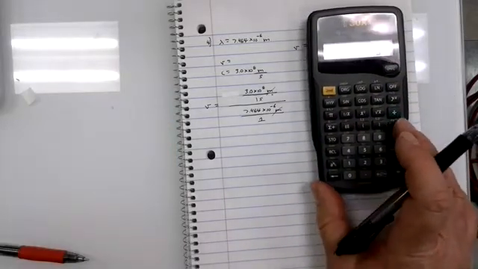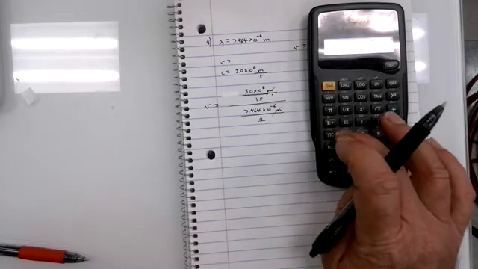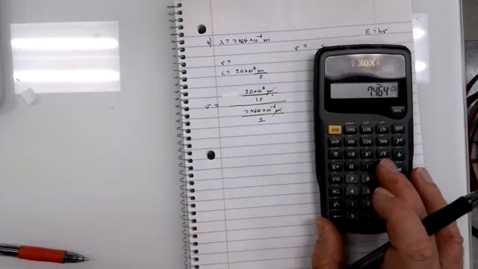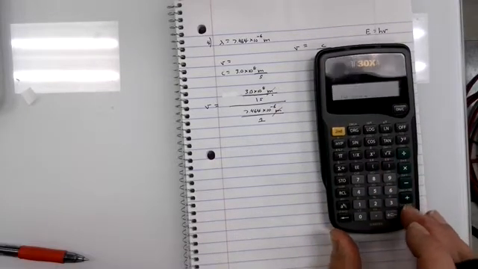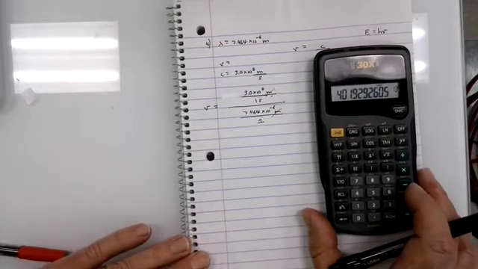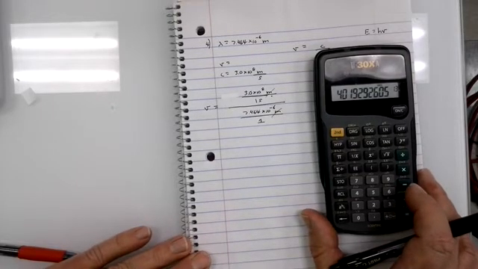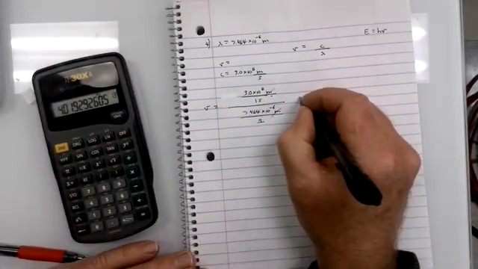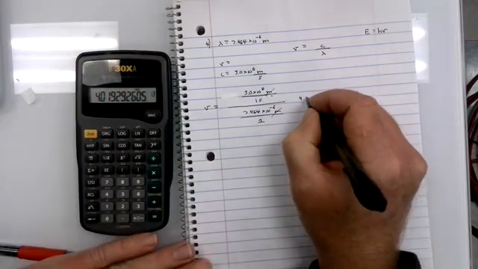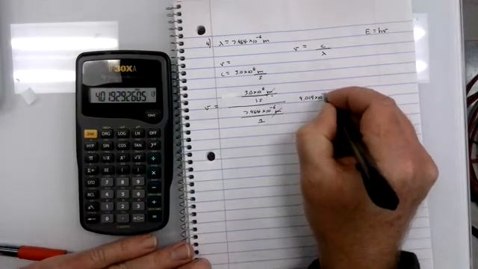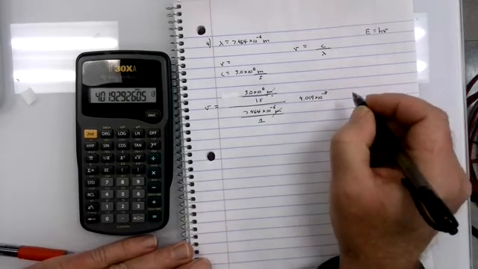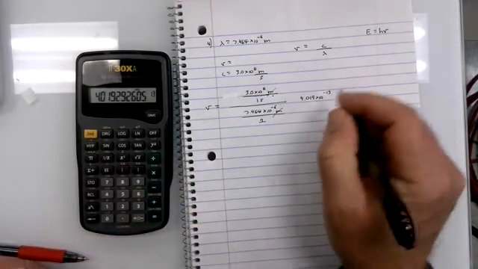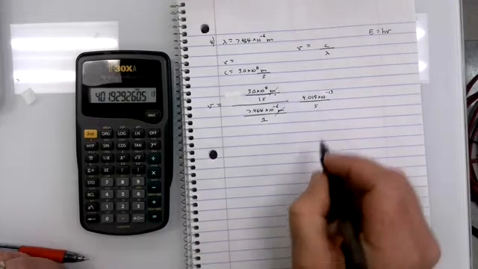3 times 10 to the 8th divided by 7.464 times 10 to the negative 6th, close parentheses, and hit equals. So the frequency of this light is to 4 significant digits, 4.019 times 10 to the 13th. And those units are 1 over seconds.